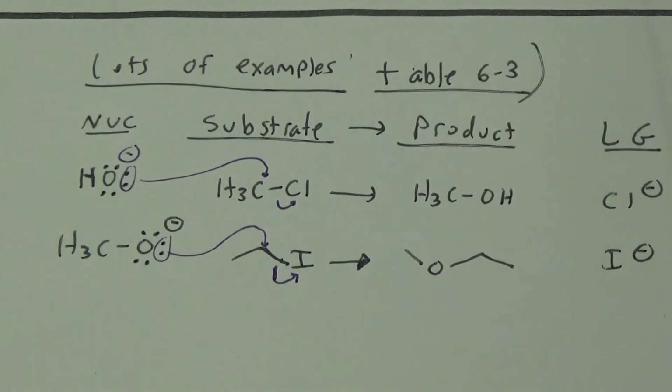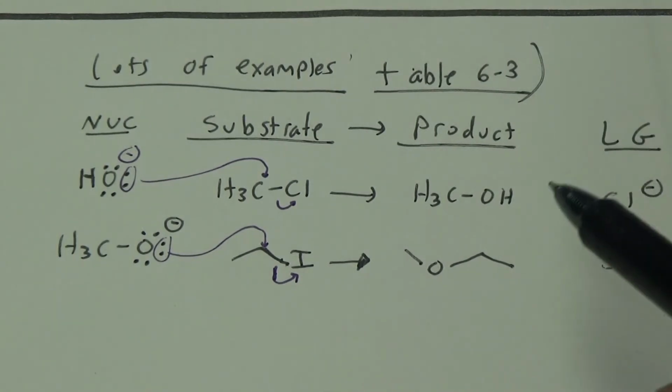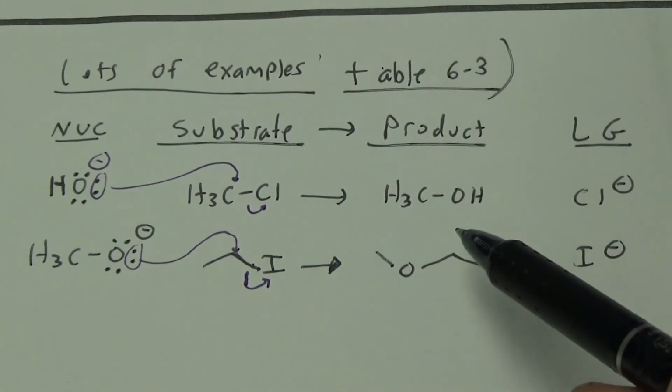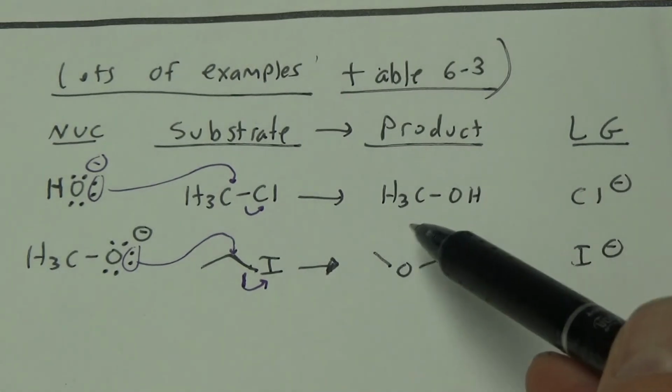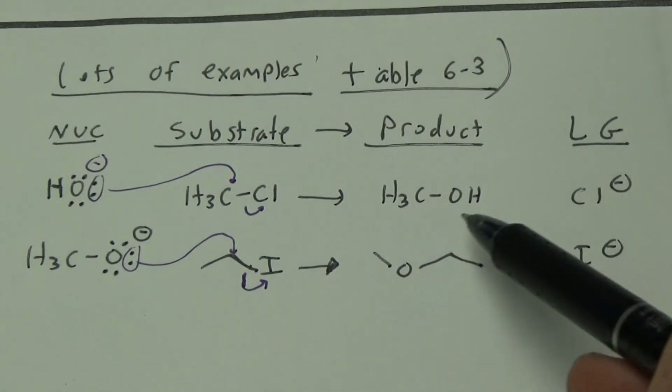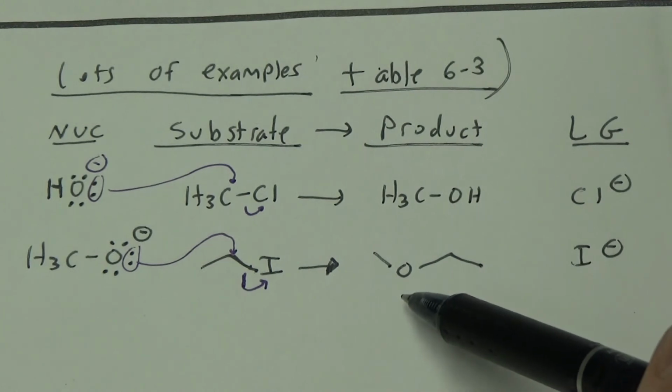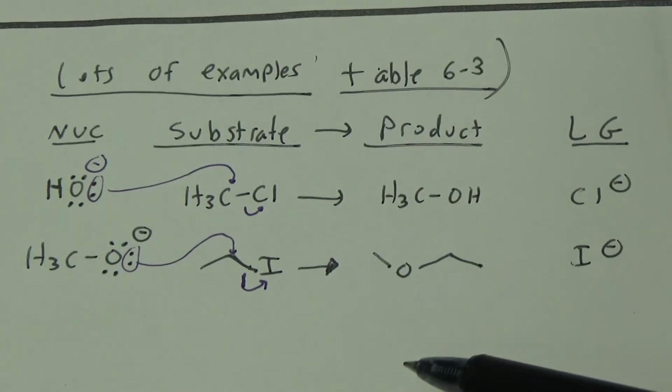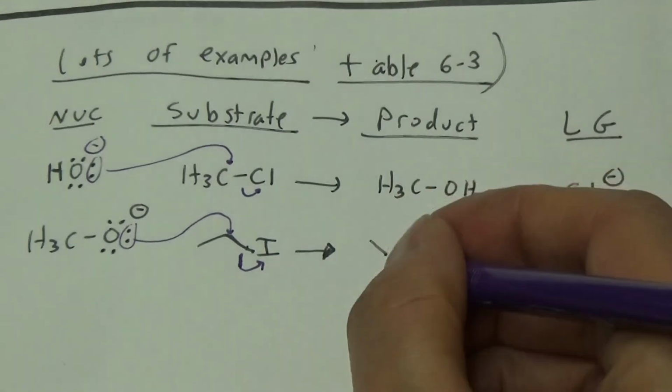What's the name of the functional group in the top reaction? What's that functional group called? You should know that. It's alcohol, right? What's the name of this functional group? Carbon, oxygen, carbon. What's that called? It's called the ether.